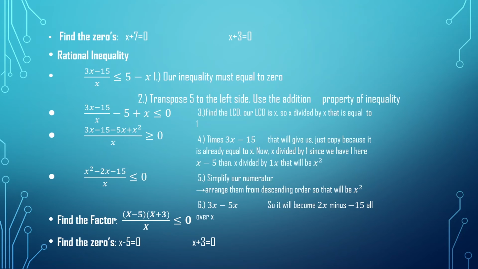Now, divide x by x, which is 1, and multiply by minus 5, then x times x will become x squared. Simplify our numerator, arranging it first in descending order so that it will be x squared, 3x minus 5x, so it will become -2x minus 15, all over x. Find the zeros. x minus 5 equals 0 will become x equals 5. x plus 3 equals 0 will become x equals -3.